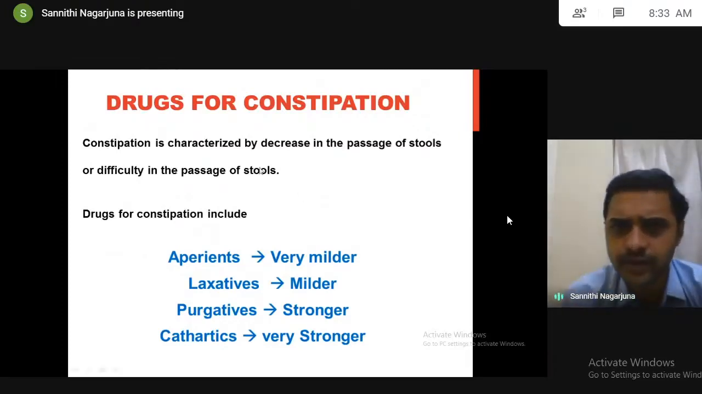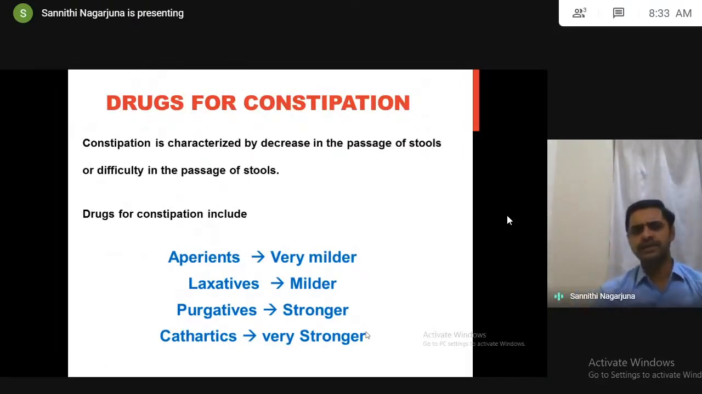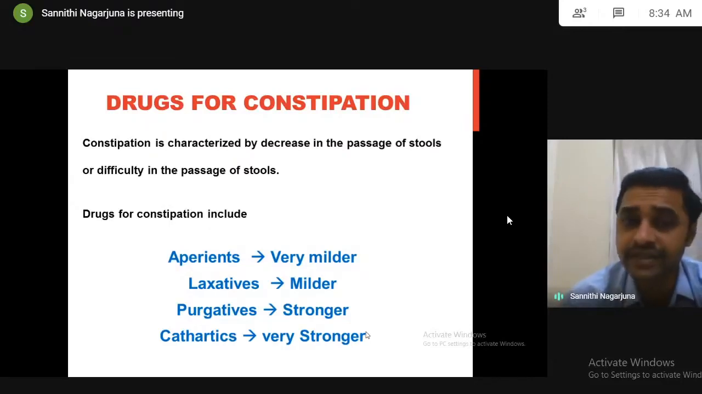The drugs used for constipation are called by different terminologies: aperients, laxatives, purgatives, cathartics. Aperients are very mild, laxatives are mild, purgatives are stronger, cathartics are very strong. All have the same mechanism of action. Examples are also the same, but they differ in the intensity of action. The same agent, if you use in very small doses, it is an aperient. If you increase the dose, laxative. If you increase the dose, purgative. If you increase the dose, cathartic. Examples are the same, mechanisms are the same, but intensity of action is different.